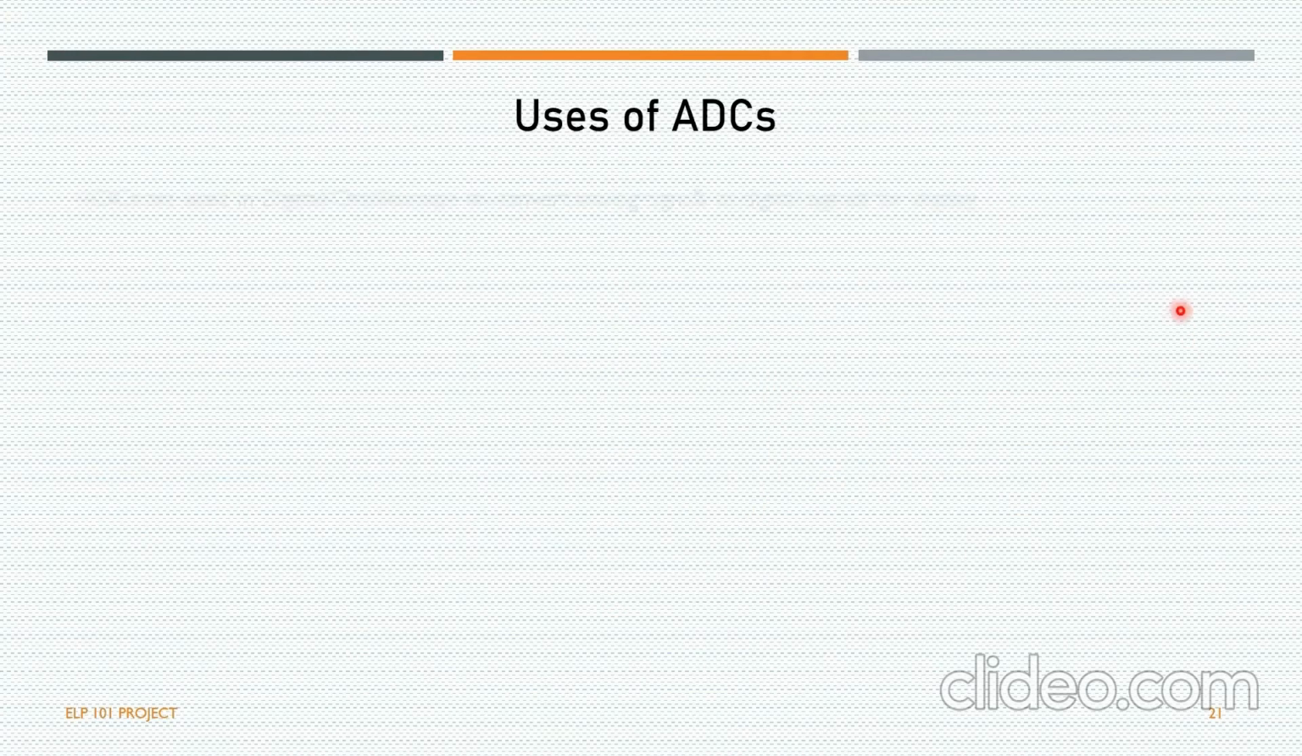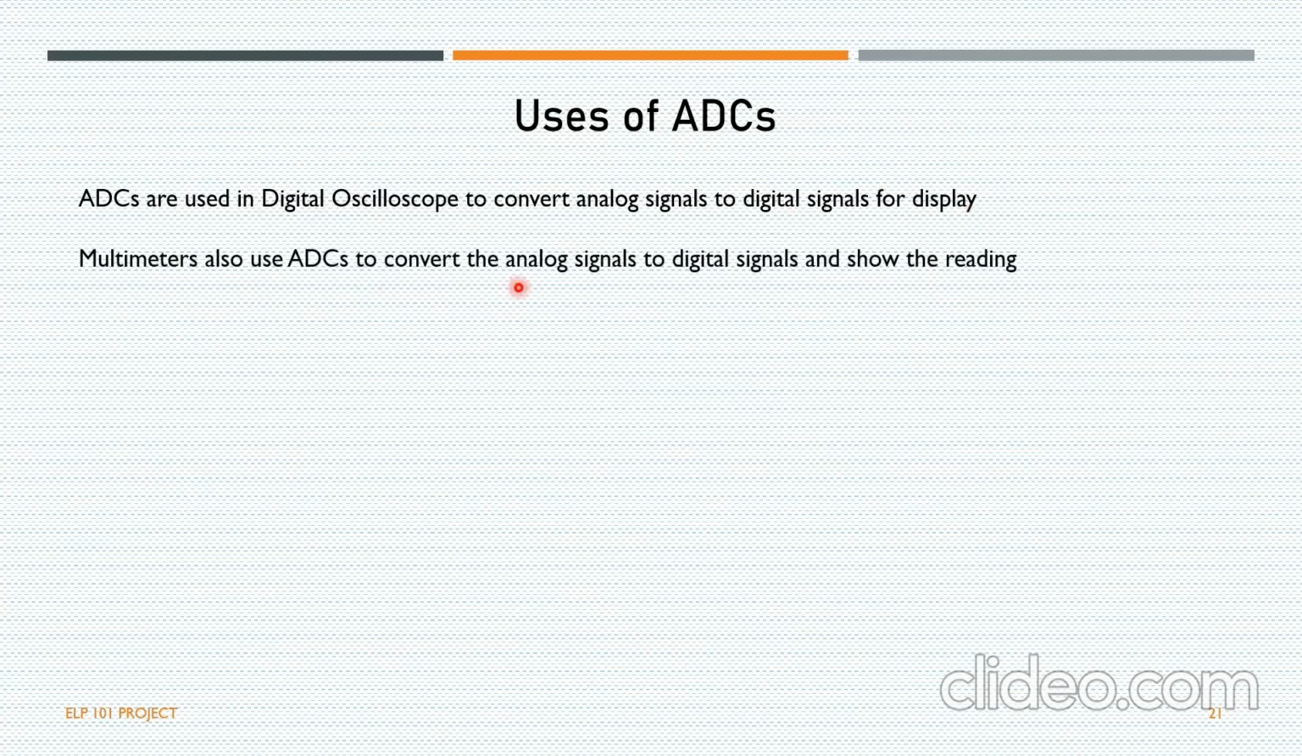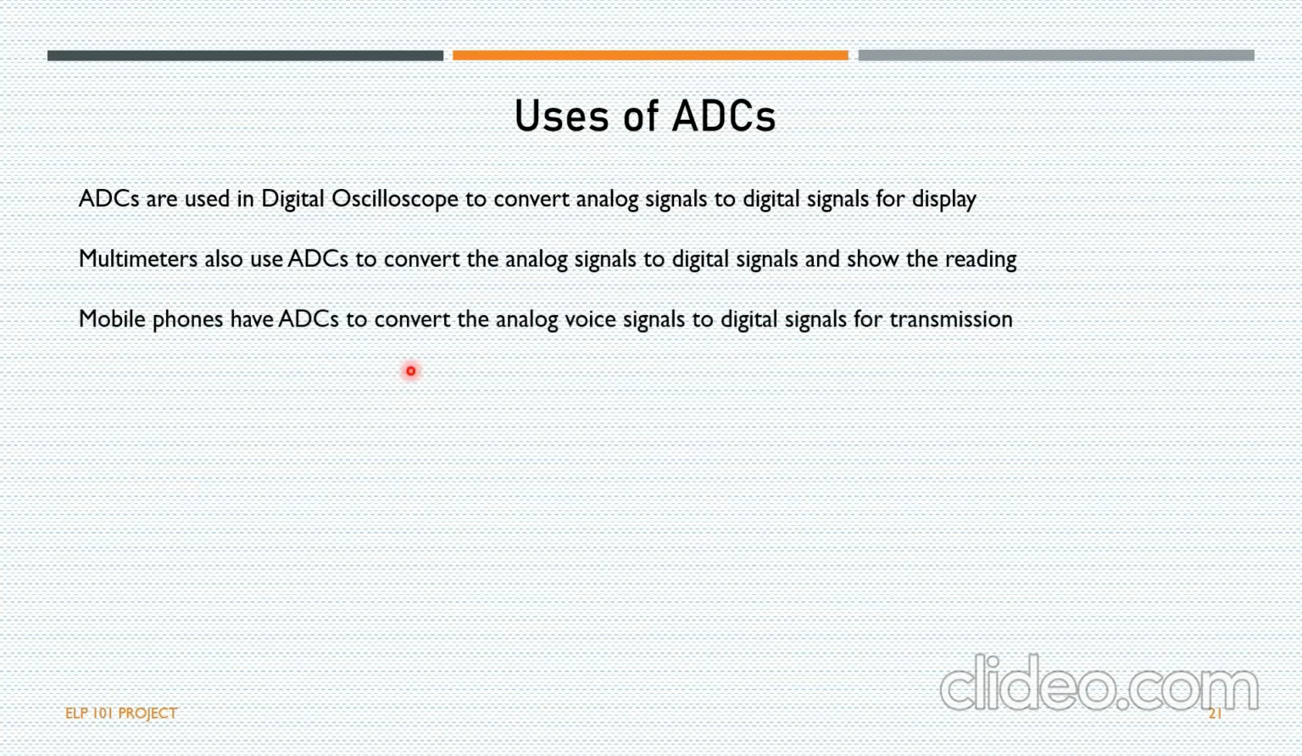Now, the significance of ADCs is that ADCs are used in digital oscilloscopes that we see in labs to convert analog signals to digital signals for display. Multimeters also use ADCs to convert the analog signals to digital signals and show the reading. Mobile phones also have ADCs to convert the analog voice signals to digital signals for transmission.